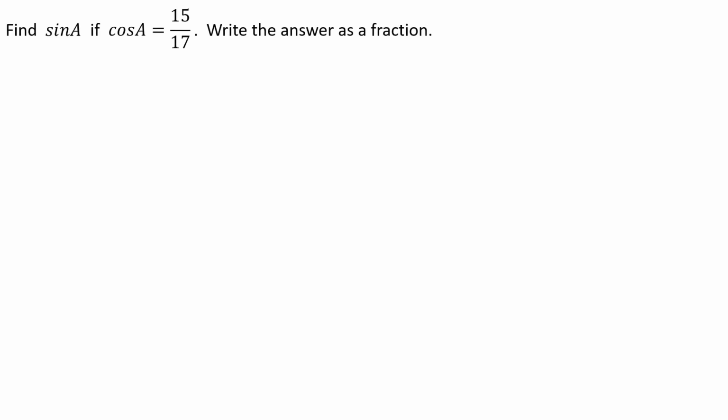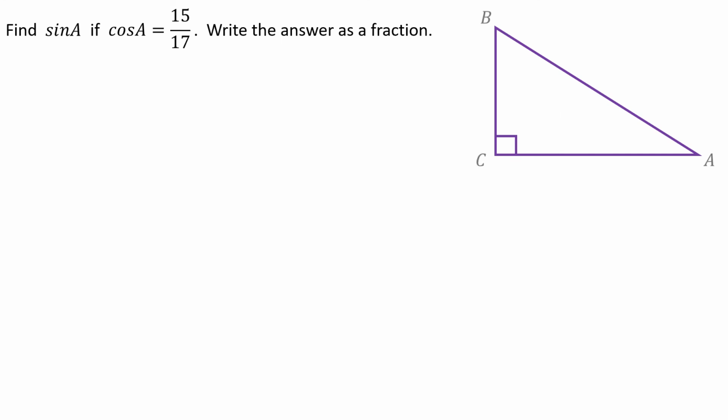My favorite type of question, because there's no picture. I love this type of question. It's like, hey, can you find the sine of A? And you're like, oh, no. Okay, well, if there's no picture, what do we do? We draw a picture. Let's label the corners A, B, and C. C will be the 90-degree angle.